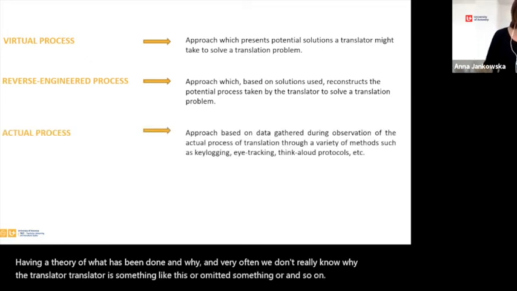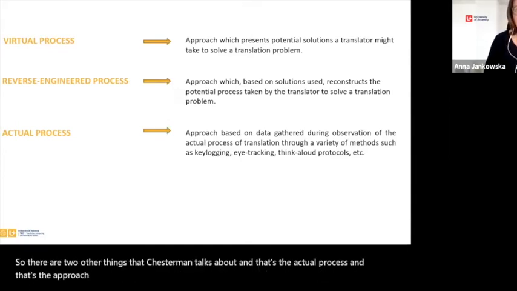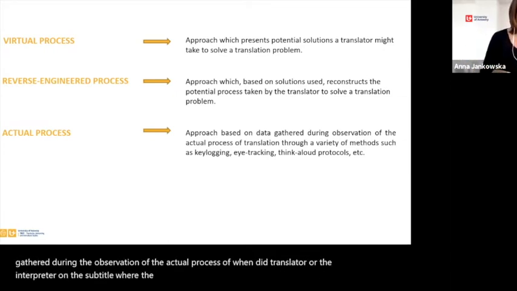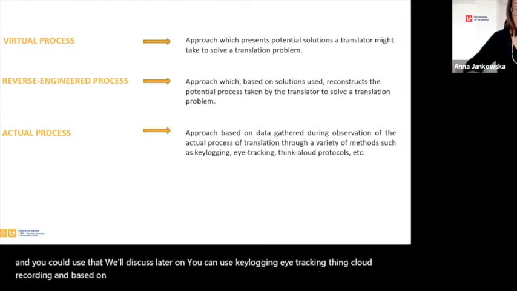So there are two other things that Chesterman talks about, and that's the actual process, and that's the approach in translation process research. It's based on the data that you gather during the observation of the actual process of when the translator, the interpreter, the subtitler, or the audio describer is working, through a variety of methods. You could use, and we'll discuss this later on, keylogging, eye tracking, think-aloud, recording. And based on this, you try to model the process.